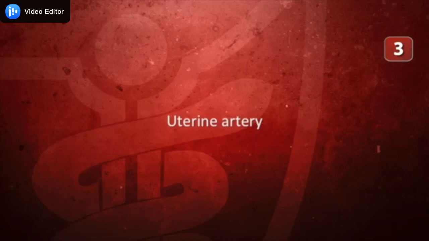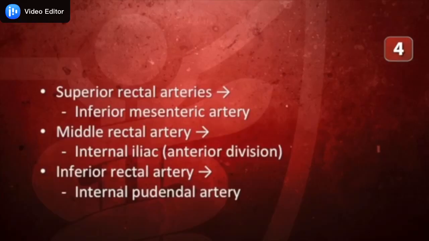It's the uterine artery. Next, which arteries supply the rectum, and from which arteries did these rectal arteries arise? So the superior rectal arteries arise from the inferior mesenteric artery. The middle rectal artery arises from the anterior division of the internal iliac artery. And the inferior rectal artery arises from the internal pudendal artery, which itself arises from the anterior division of the internal iliac artery as well.